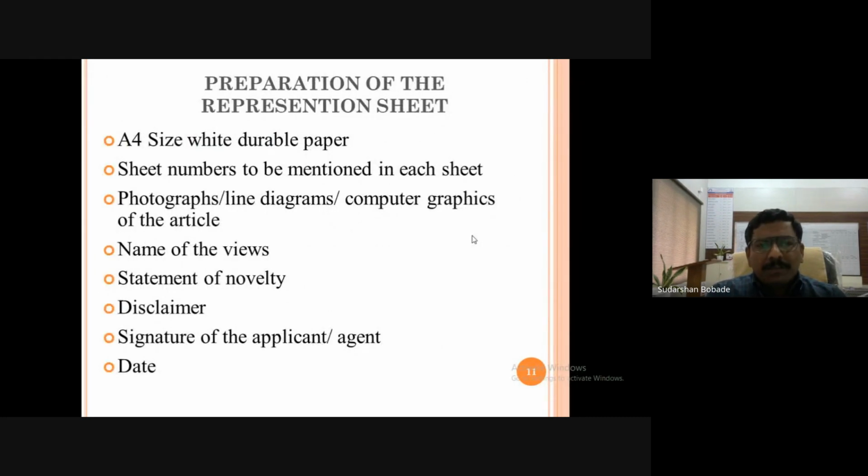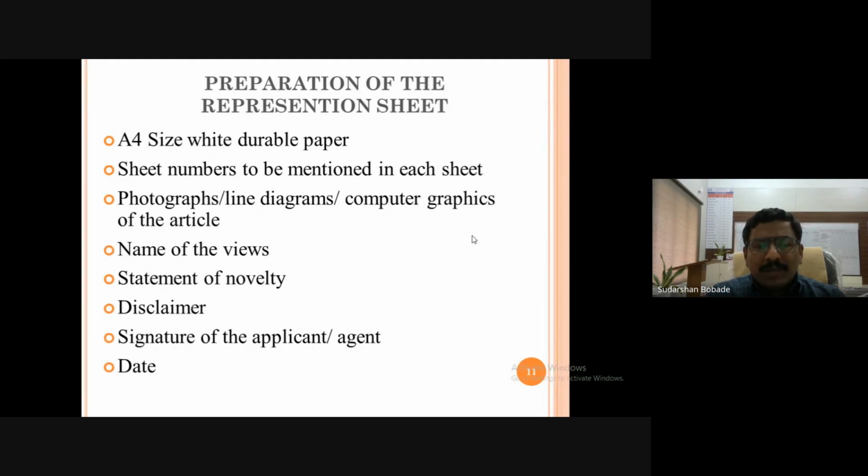Now, preparation of the representation sheet. My dear friends, this is very important. The paper size should be A4. When we are going for offline, it should be a durable one. Sheet numbers are to be mentioned on each sheet. I would like to share with you one of the representation sheets meanwhile in this presentation, but right now try to understand that the sheet number needs to be mentioned.